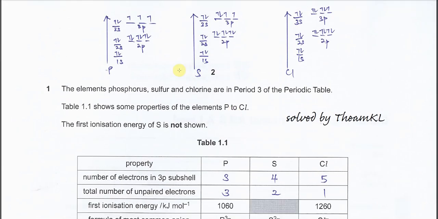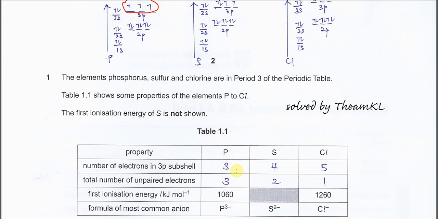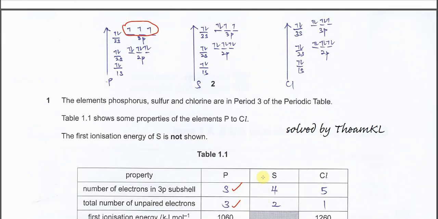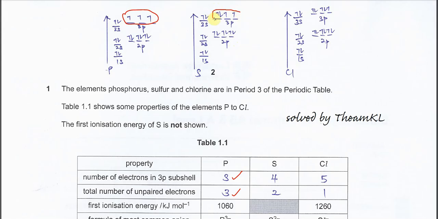Okay, first, refer to this orbital diagram. For phosphorus, the electrons in 3p are here. So there are 3 electrons there, and these 3 electrons are also unpaired. So in Table 1.1, for phosphorus, there are 3 electrons in the 3p subshell and 3 unpaired electrons. For sulfur, there are 4 electrons in the 3p orbital and just 2 unpaired electrons.